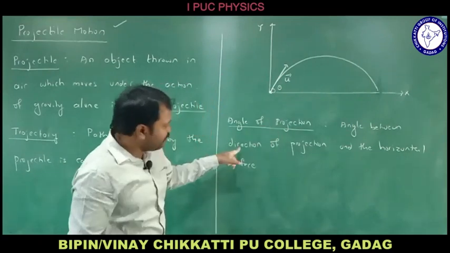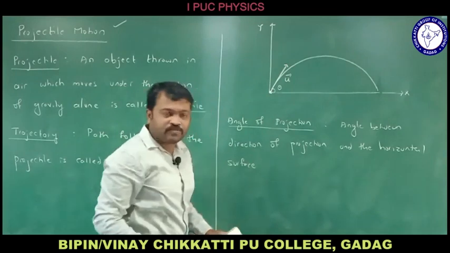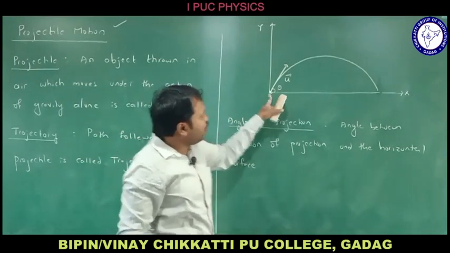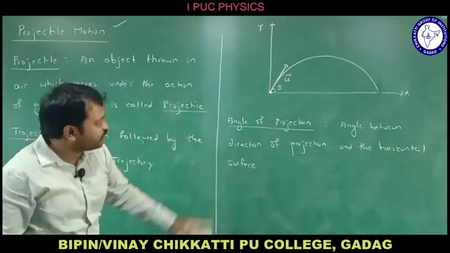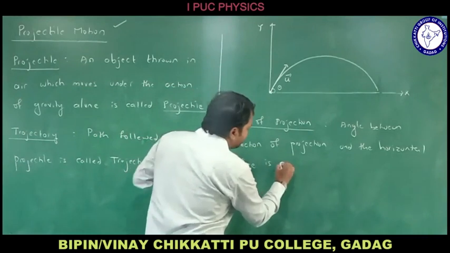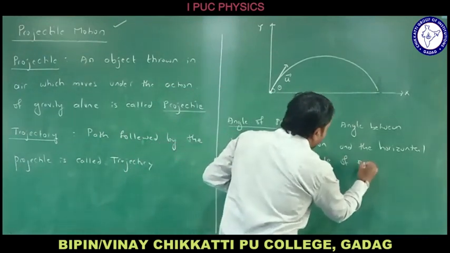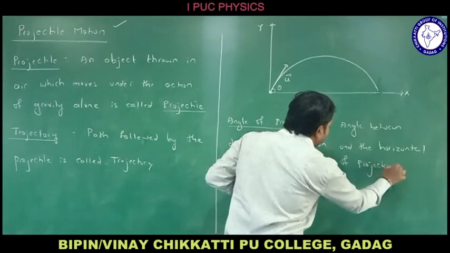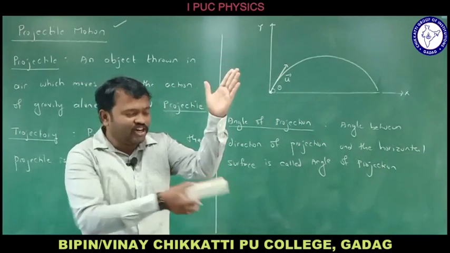So what is the direction of projection? This is the direction of projection. The angle between the direction of projection and the horizontal surface is called the angle of projection. Do you understand this now, right? So what is the angle of projection? The angle between the direction of projection and the horizontal.